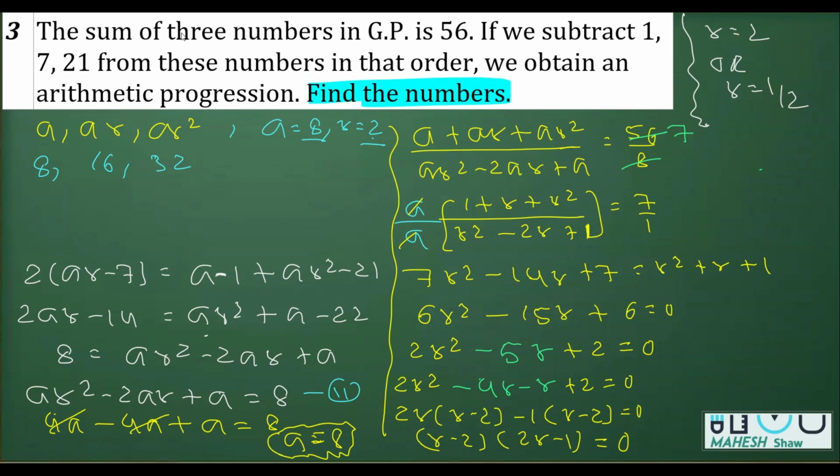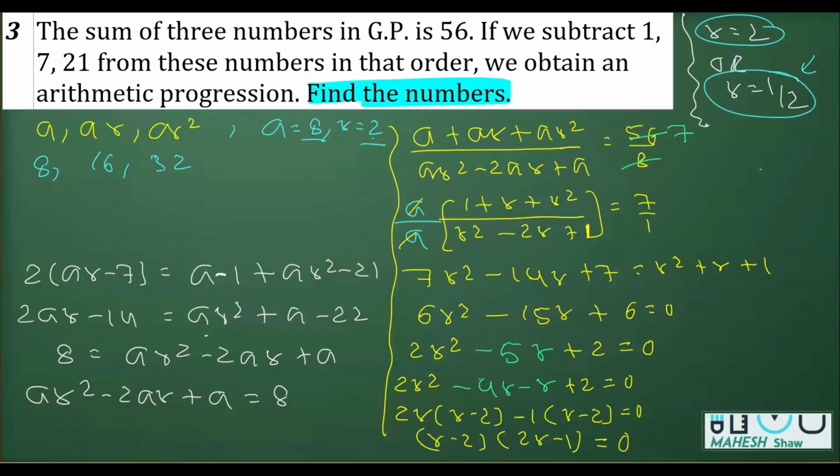Now as we have obtained R, we have to frame the other GP. This time we have to replace R with half. Let me take A common and replace R with half. Half square is 1 by 4, minus 2 times A is taken common and R is 1 by 2, plus 1. So this minus 1 and plus 1 get cancelled.